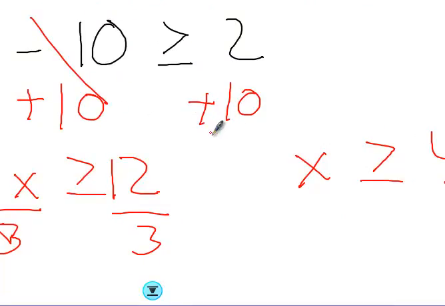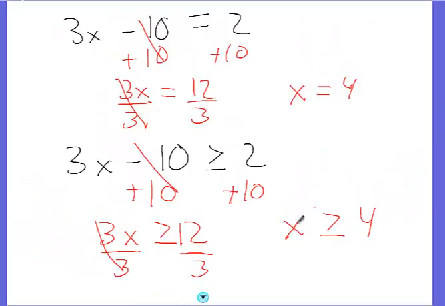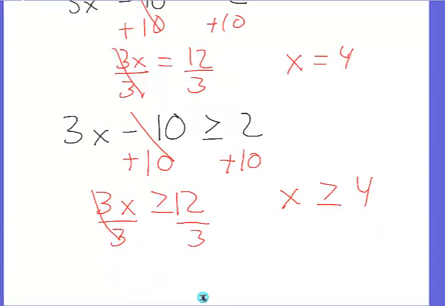Solve them the exact same way, except our solutions are very different. The only answer that works for x in this equation is when x is equal to 4. But with our inequality, any number greater than or equal to 4 gives us a true solution. So, like I said in the last video, the only difference when you solve inequalities as opposed to solving equations is you must always graph your inequality on a number line.